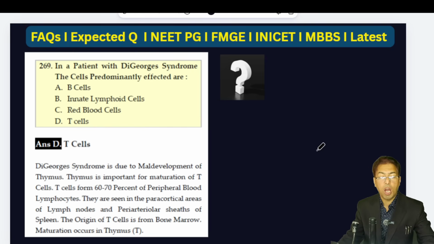So over here, predominantly, I don't say other cells cannot be affected, but the T cells are very, very important because the processing of T cells occurs in the thymus. The thymus is not found, or is malformed, in DiGeorge syndrome. So the most important cells affected are T cells. A very important pathological question which has its genesis in embryology. So this is very, very important.